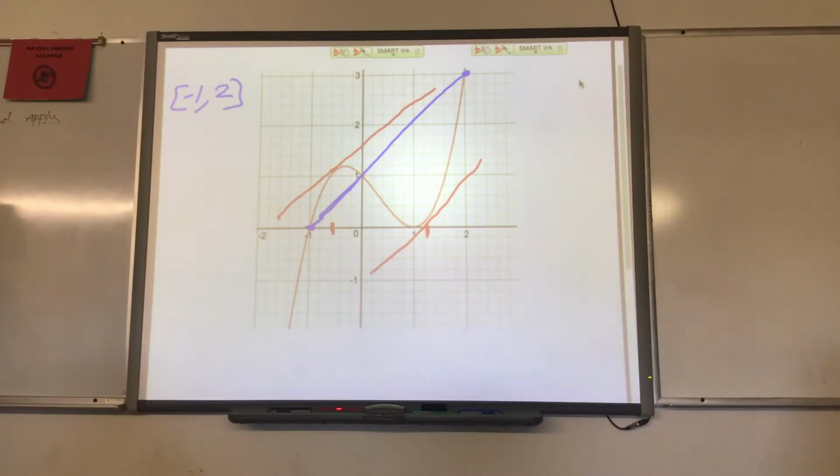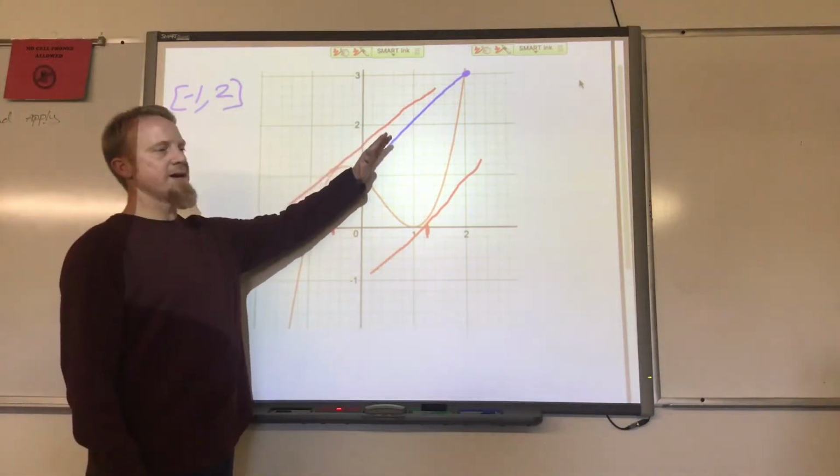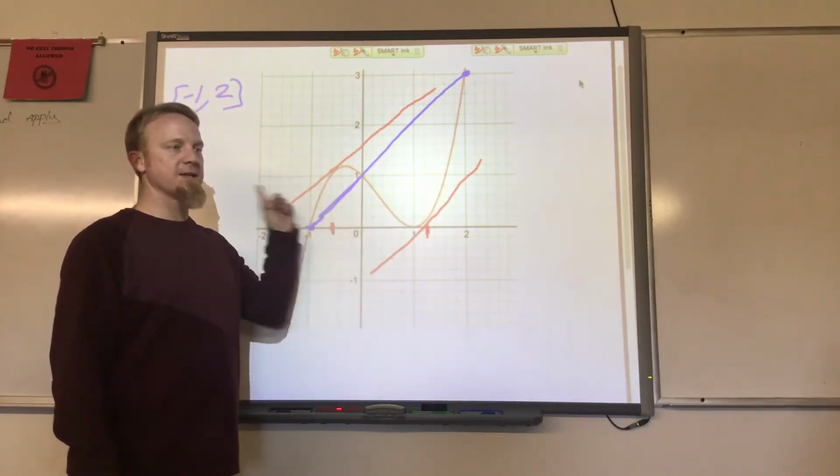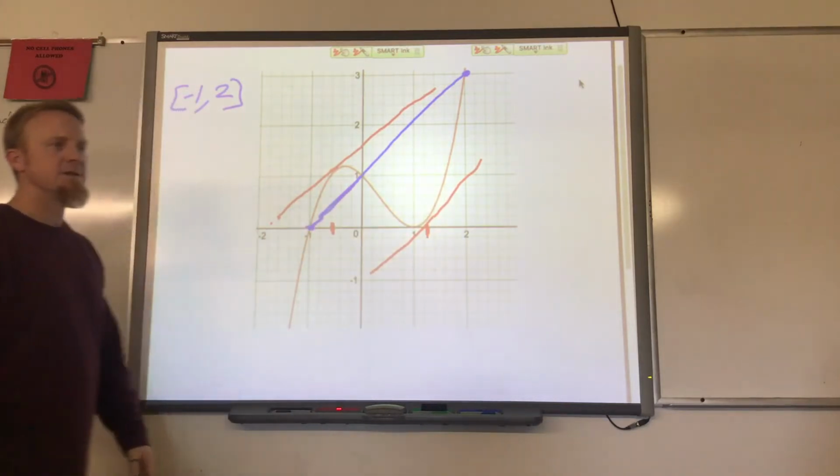The blue line represents your AROC. So the secant line represents your AROC, and then the tangent lines represent your IROC. Correct. So the slope of this line is my AROC, the slope of these lines is my IROC, and all 3 things match up. All 3 things are the same.